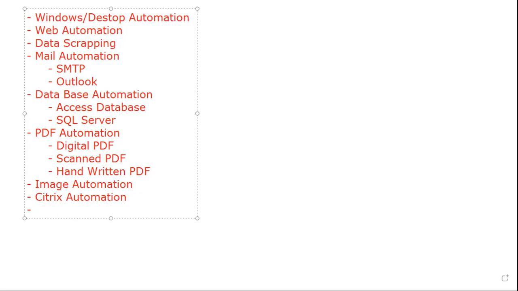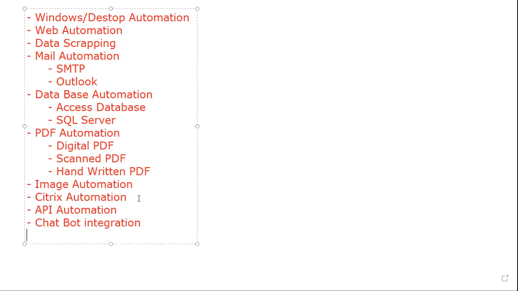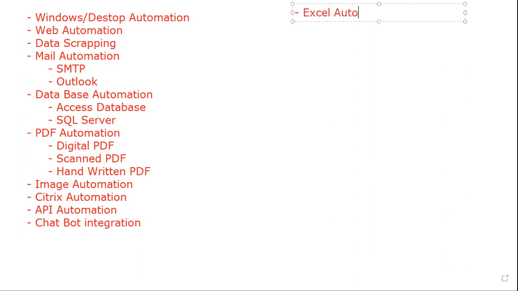Okay, and what else will we discuss? We will discuss API automation. These are the different types of automations that we discuss. So we will talk about API automation, and then we will see chatbot integration. Along with this, we'll discuss Excel automation. And I'll give you 6 POCs for practice.